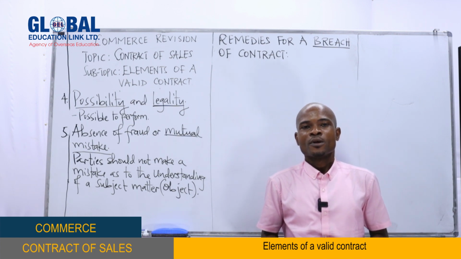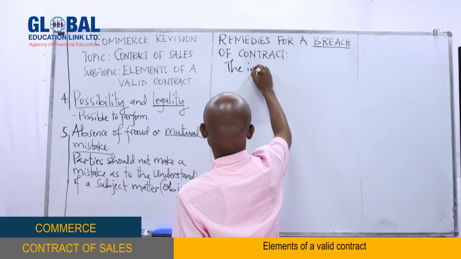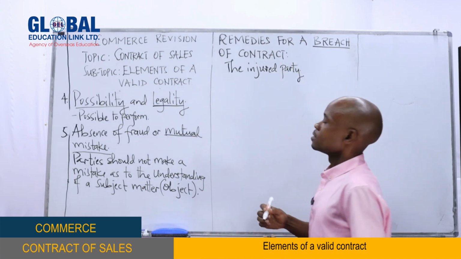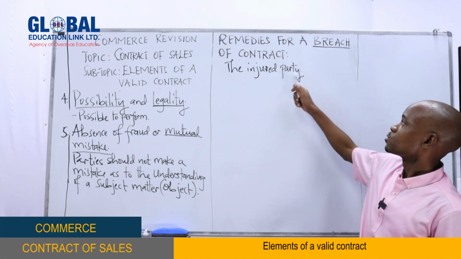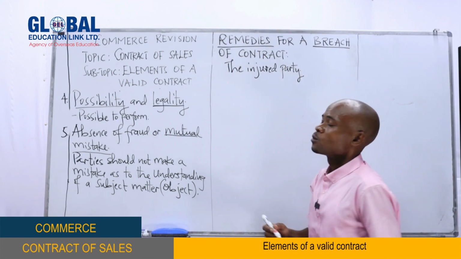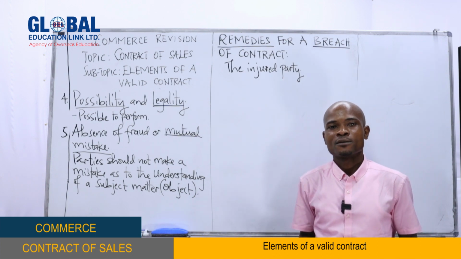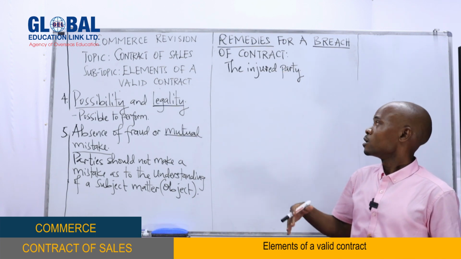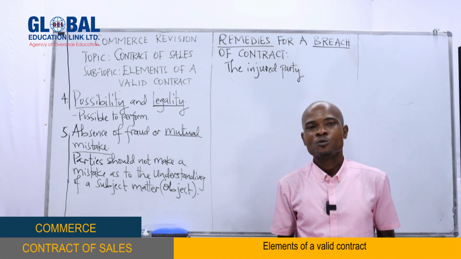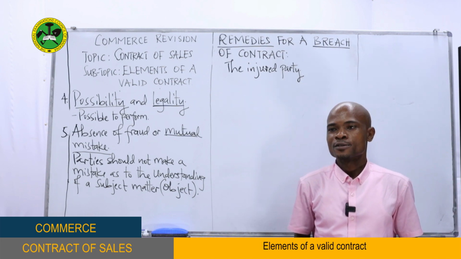Now, because of that, the other party, we use the word the injured party, the one whom the other side has not completed his obligations, will look for what we call remedies. It means he or she will try to recover from the position. So remedies means to recover from the position. So the injured party must look for how he is going to recover as a result of the other party not fulfilling his or her obligations.